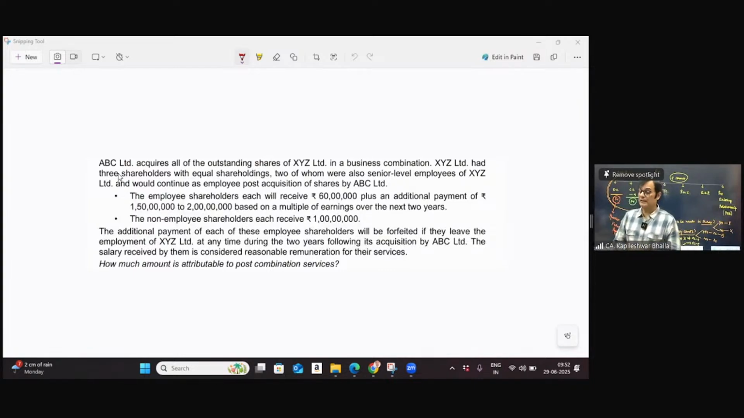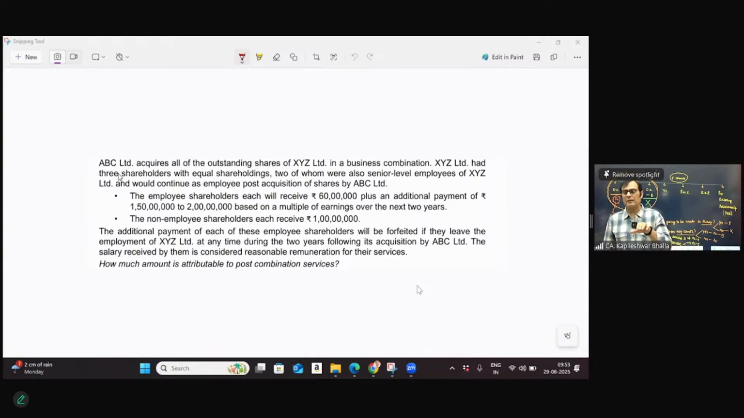By the way, let me ask another question as well. The employee shareholders are getting 60 lakhs of cash payment. Would that be a part of PC? The amount of 60 lakhs which you're giving, is that a part of PC? Undoubtedly, yes. But the 150 to 200 lakhs, which is based on ifs and buts, is not a part of PC.